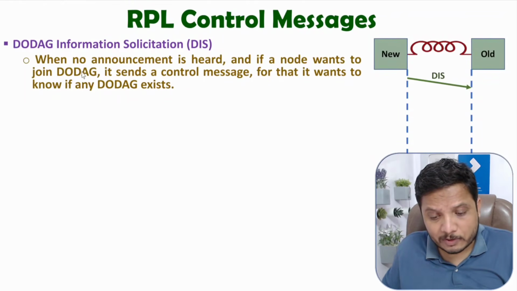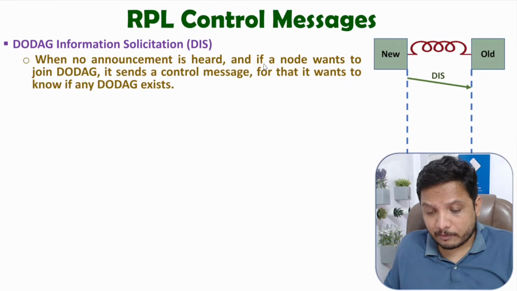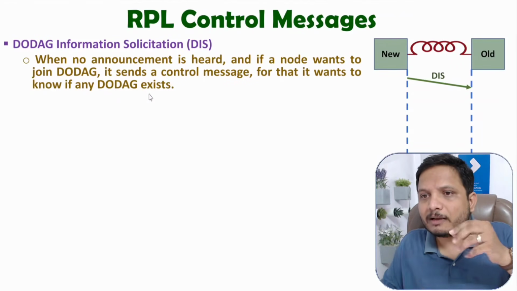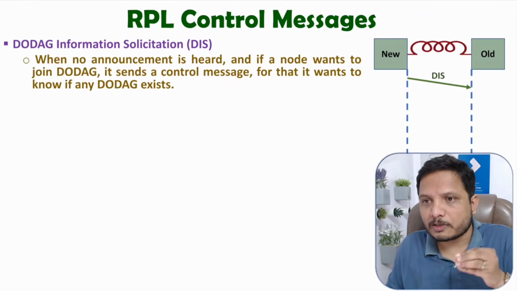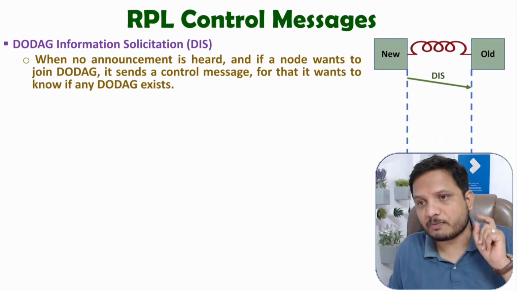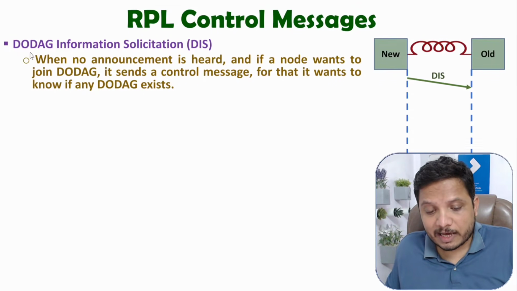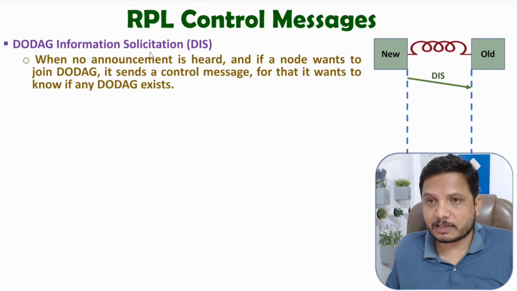When no announcement is heard, and a node wants to join a DODAG, it will send a control message. It wants to know if a DODAG network exists or not. The reason is, when you go somewhere, you don't know whether a DODAG network exists or not. So the newcomer will send this message first. That is the DIS message, DODAG Information Solicitation message.